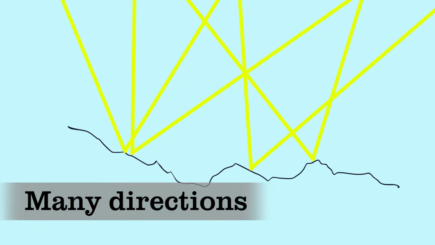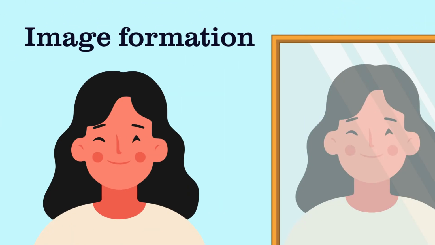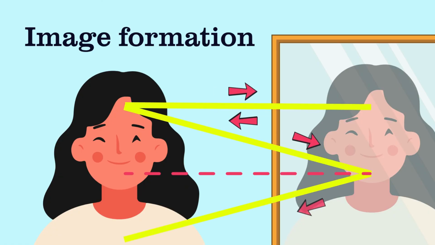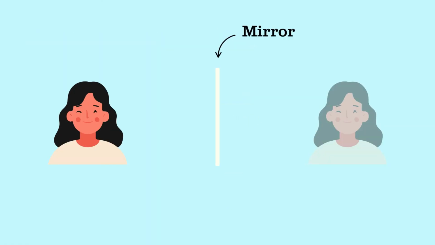Now, let's look at image formation. When light reflects off a mirror, the rays bounce off. But your brain traces them back in a straight line. These backward extensions appear to meet behind the mirror. That's where the image forms.